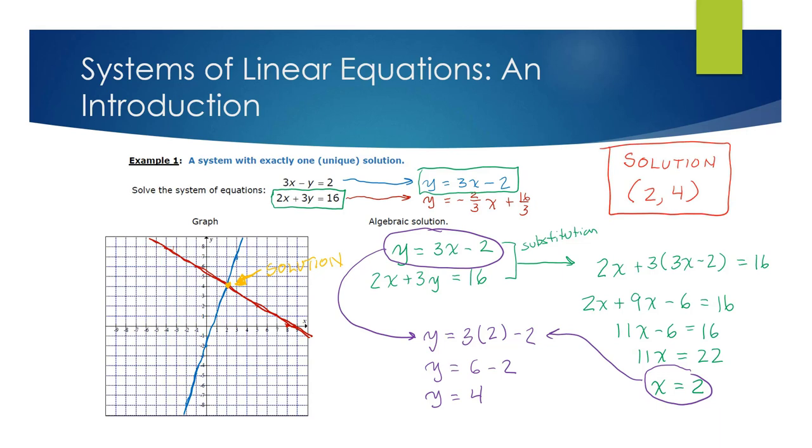But as I said, just because it looks like it passes through integers doesn't mean it actually does. If you get an integer ordered pair, plug it in, make sure it works for both, and then you're good. But if you find that doesn't work, you may have to do algebra to get the exact answers.